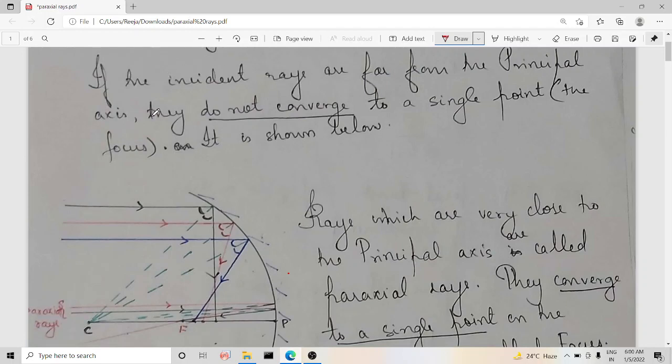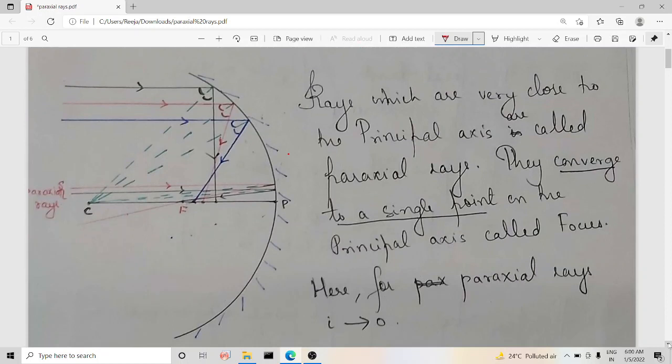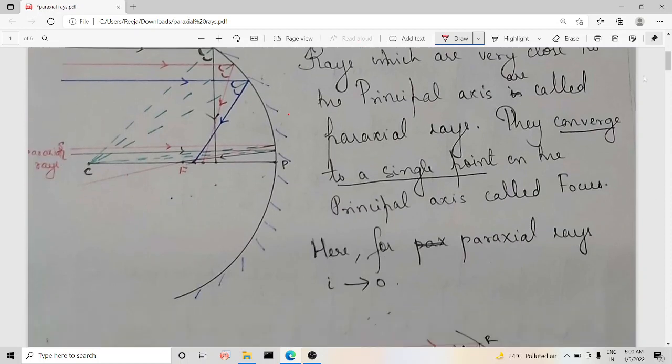That is, if the incident rays are far from the principal axis, then they do not converge to a single point on the principal axis. What did I tell? If the incident rays are far from the principal axis, then they do not converge to a single point on the principal axis. Now to prove this, I have drawn the diagram here.